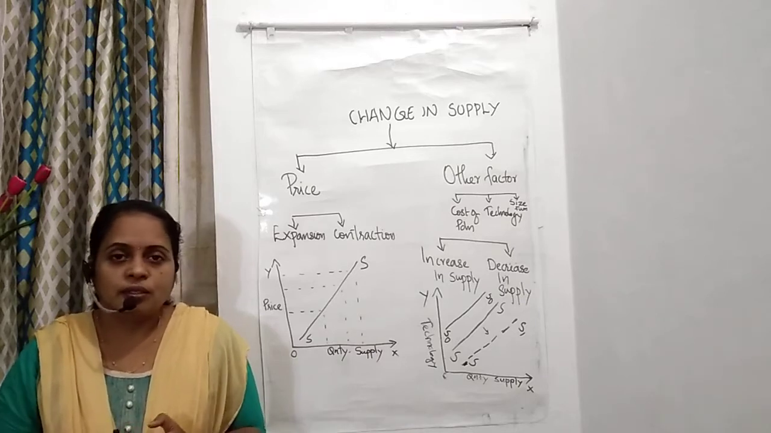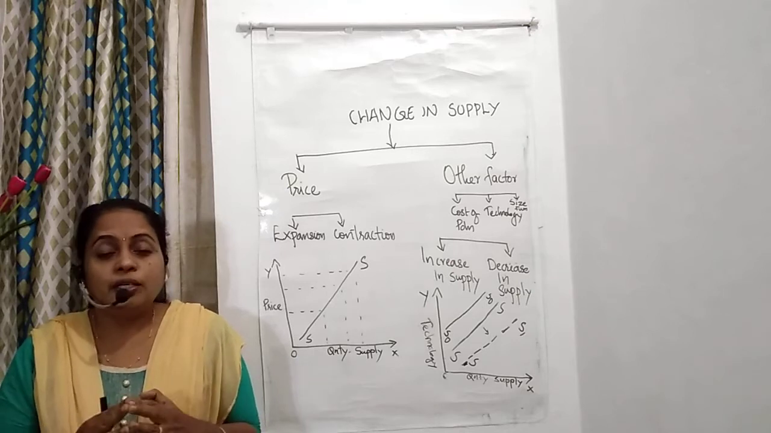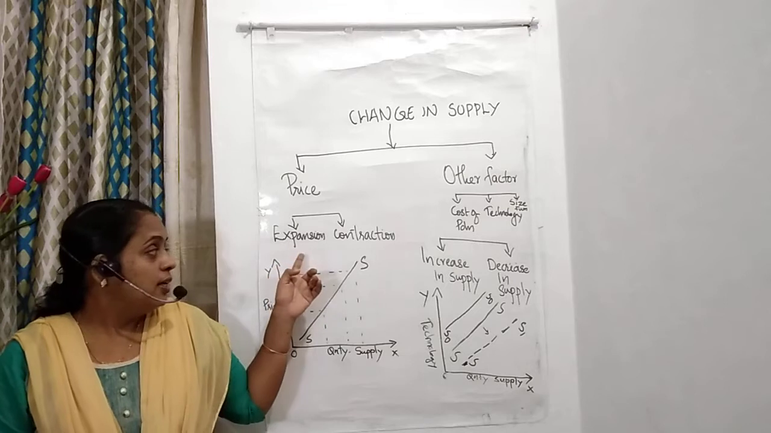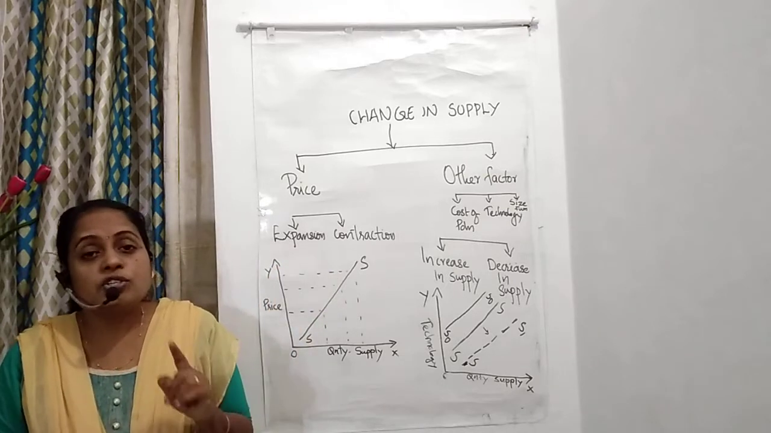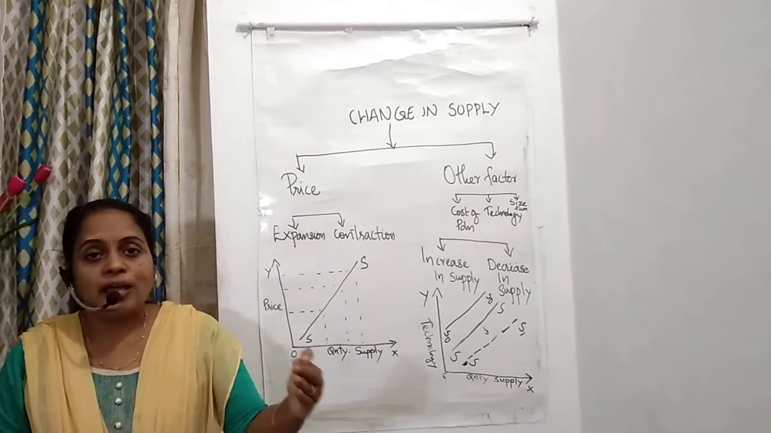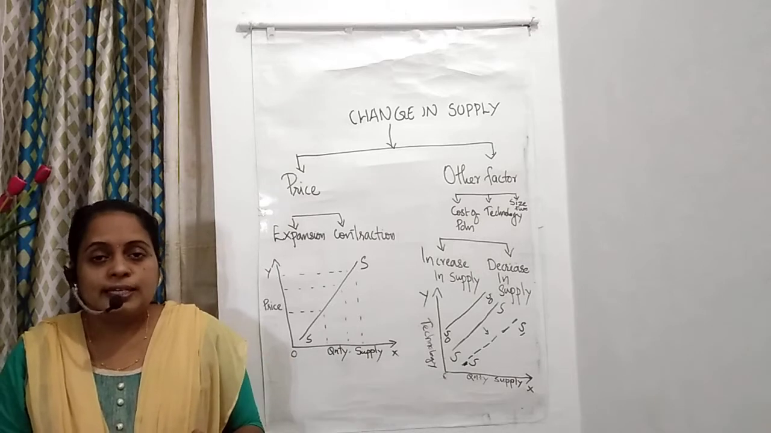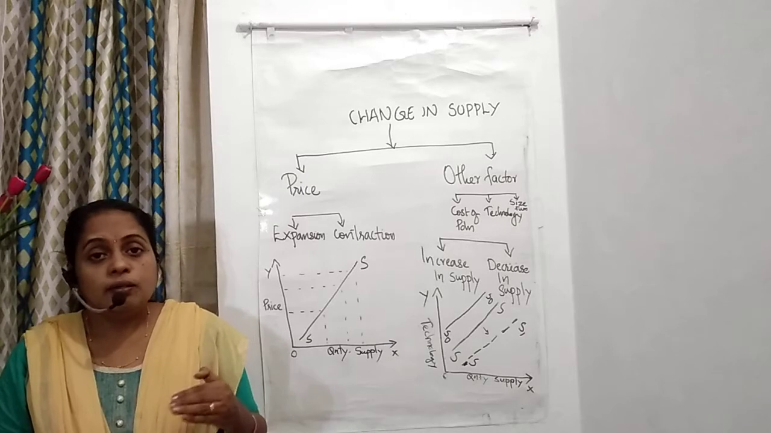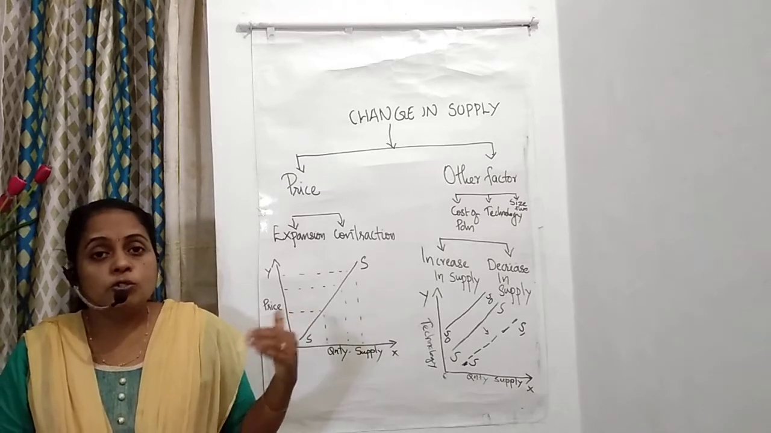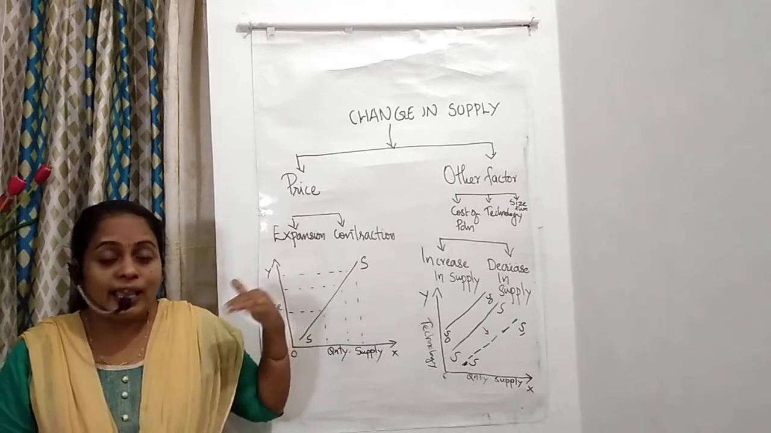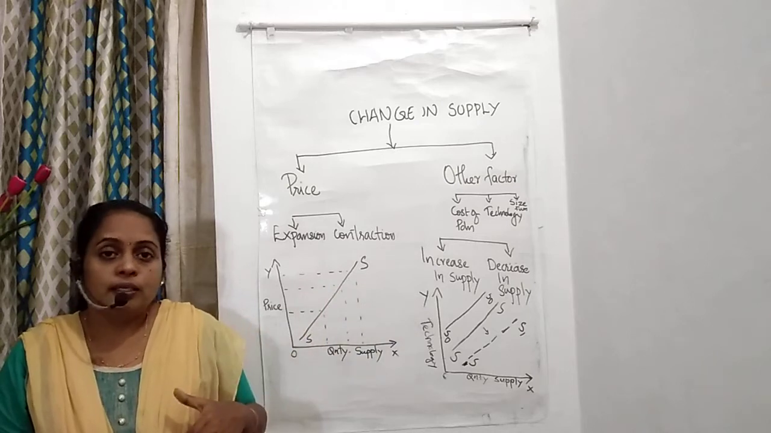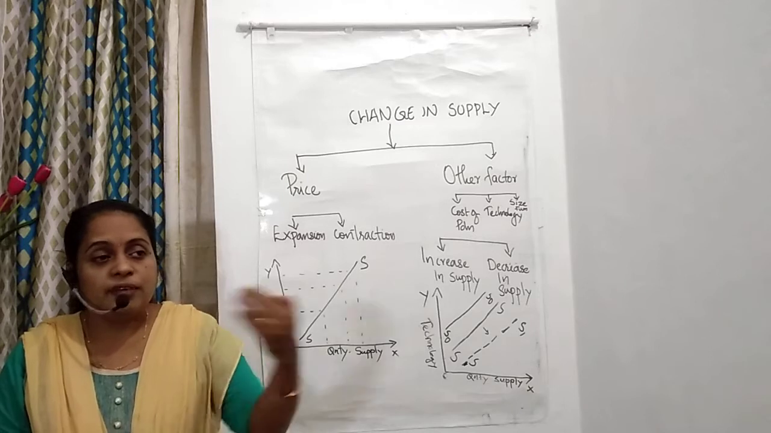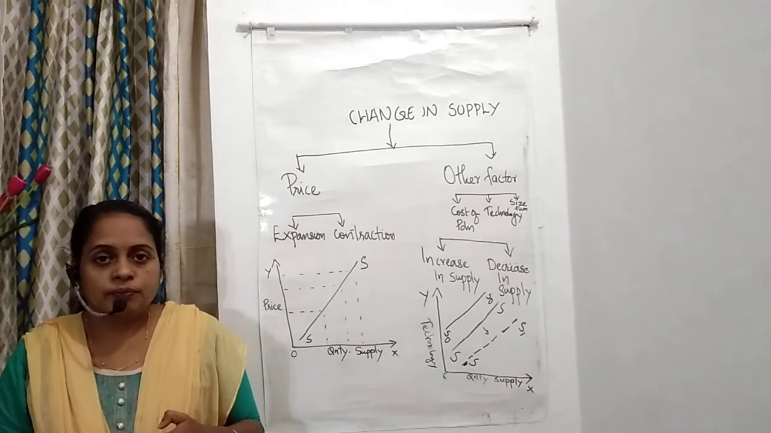Direct relation. But change in supply due to change in price, it is known as expansion and contraction of supply. Just like we studied in demand, in the same manner, supply also expands or contracts, and that takes place on the same supply curve. Okay, supply curve expand and contract.